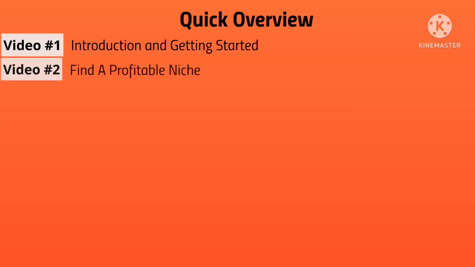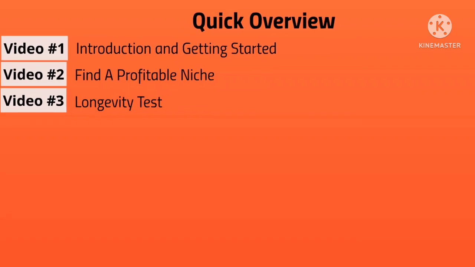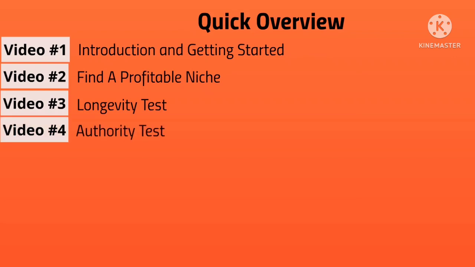Video number 2 is find a profitable niche, so we're going to do some brainstorming. In video number 3, we're going to do the longevity test to make sure that niche can last a long, long time, for decades, literally. In video number 4, we're going to talk about the authority test to make sure that you are indeed the authority. How do you know? We'll ask some questions that you can answer, and we'll put you through some tests to make sure that is the case.